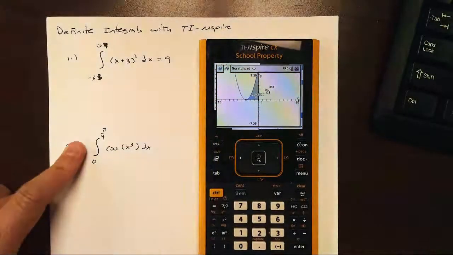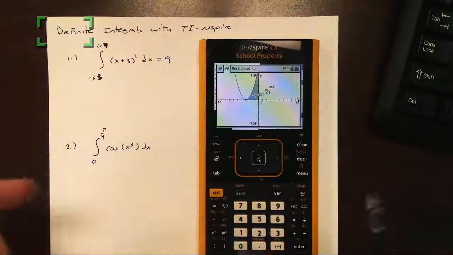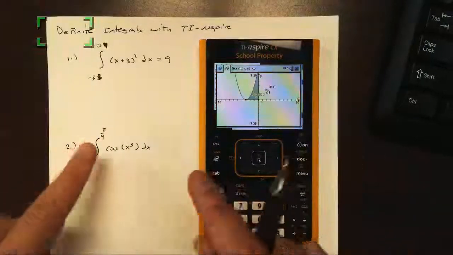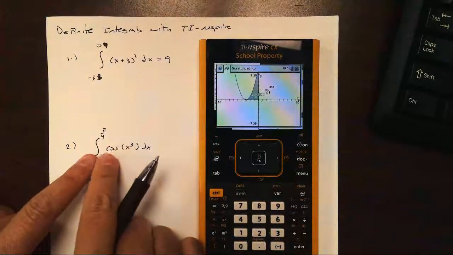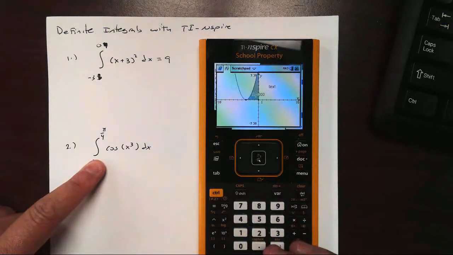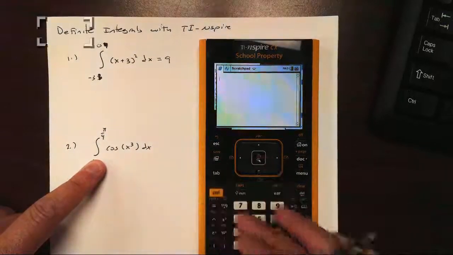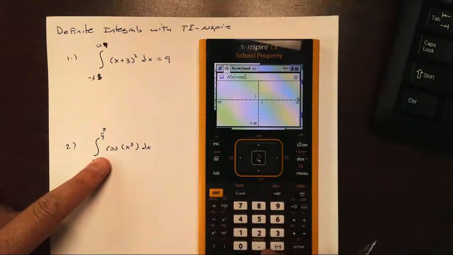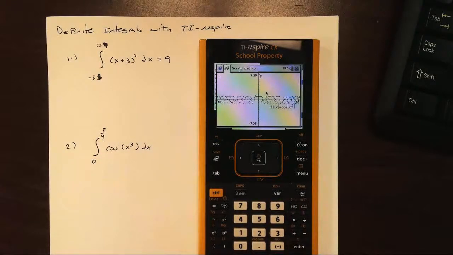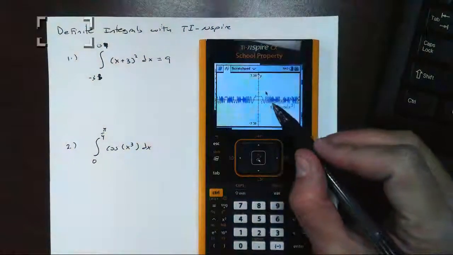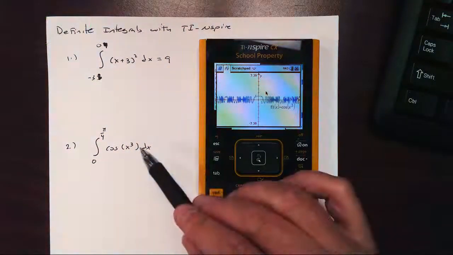Now the graph is very nice, but sometimes the graph doesn't do a very good job. Either the graph is too big or it's too complex. For example, let's take a look at the next one, number 2 here. Let me clear this out, doc B. If I were to graph this one, cosine of x cubed, this takes a while. If you notice, it's very complex. Looking at the area is very hard for this one.